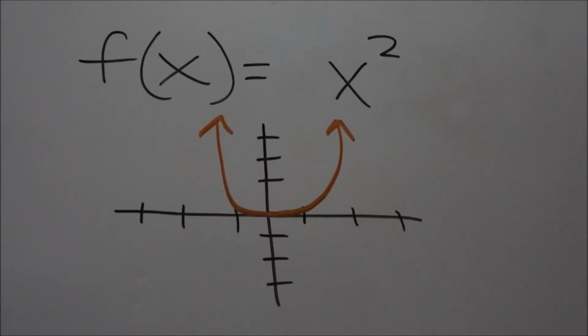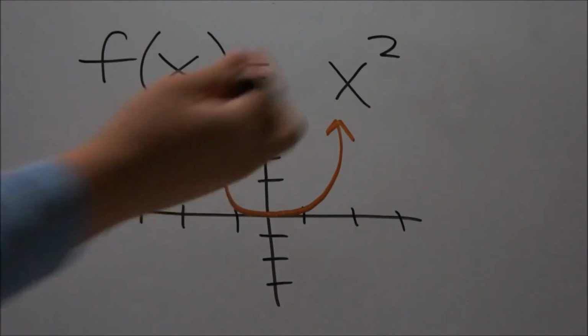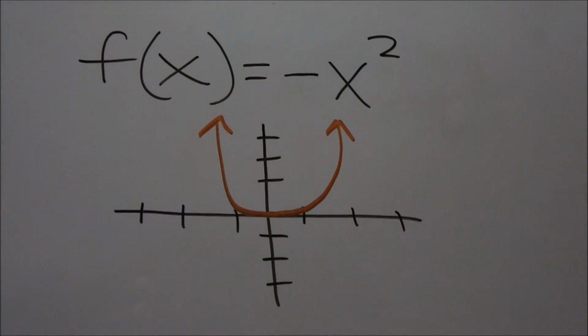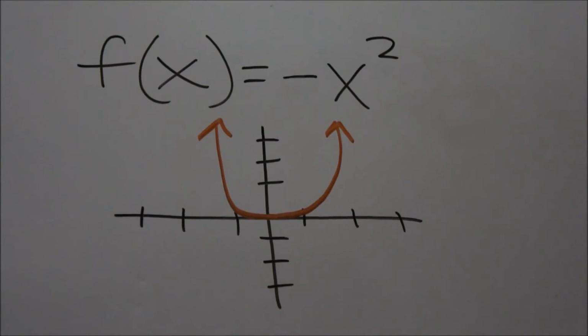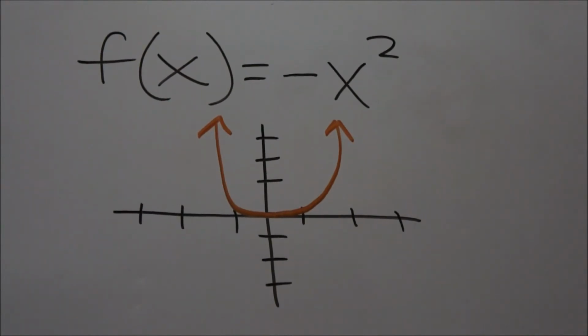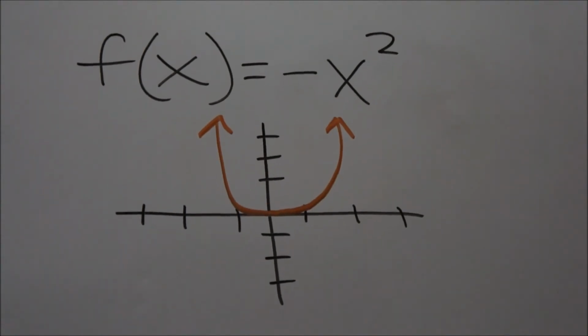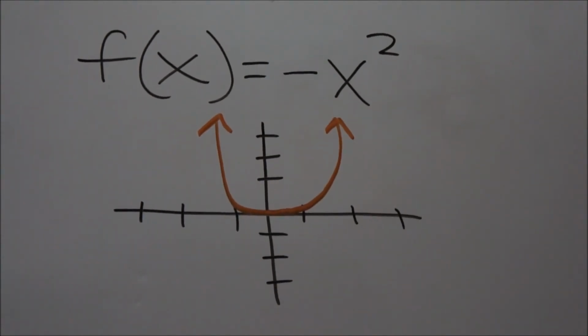Using the parent function as an example, let's look and see what happens when the equation is f(x) = −x². When a negative is added in front of the x², the parabola will flip across the x-axis. The center point will remain the same, but essentially the parabola will go from a smiley face to a frowny face. Your new parabola should look like this.